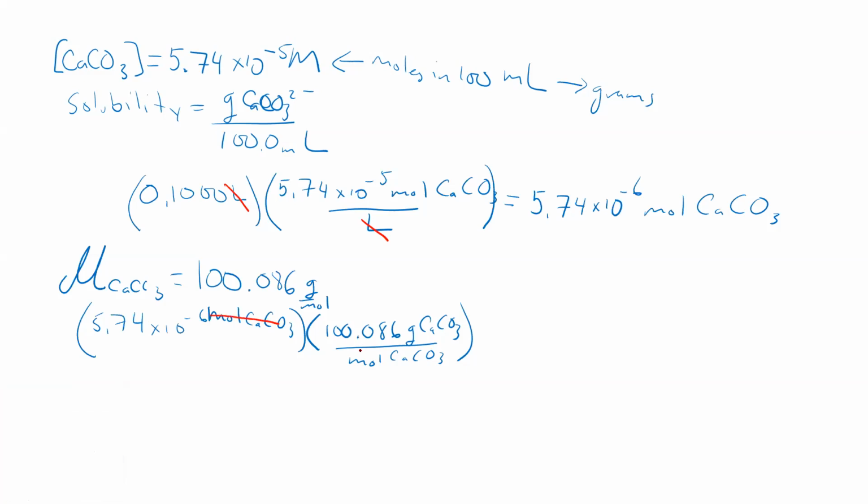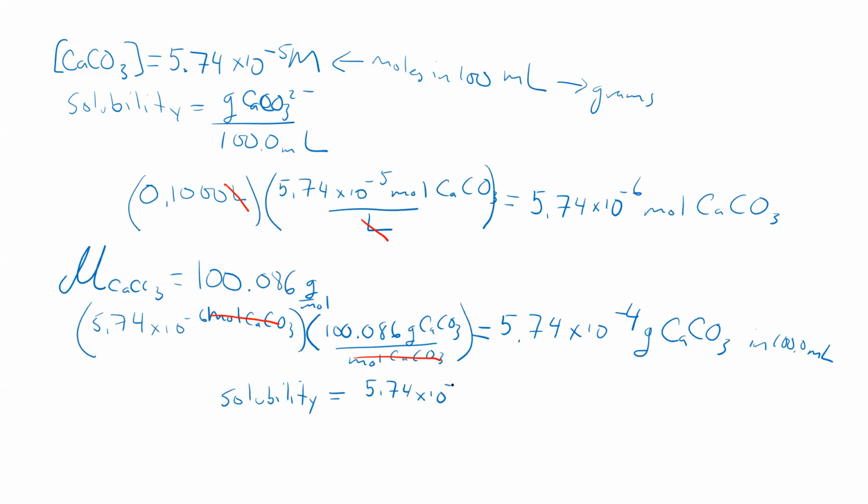So our units there cancel out, moles of calcium carbonate, moles of calcium carbonate. And we're left with 5.74 times 10 to the minus 4 grams of calcium carbonate in 100 milliliters of that solution. So our solubility will be 5.74 times 10 to the minus 4 grams per 100 milliliters.